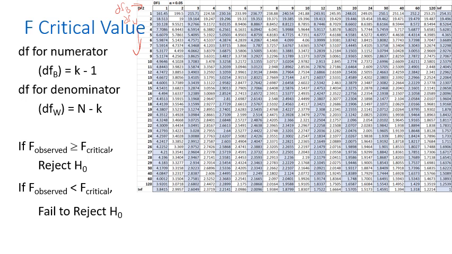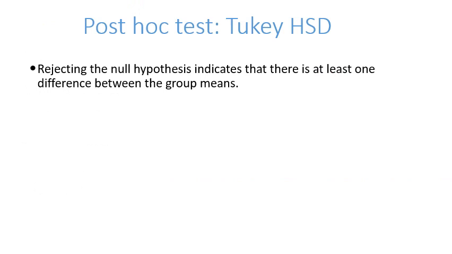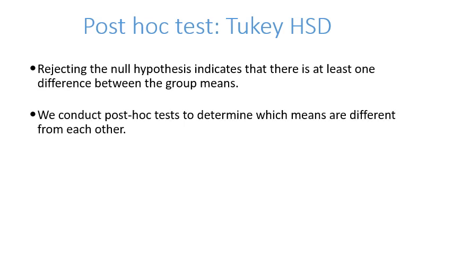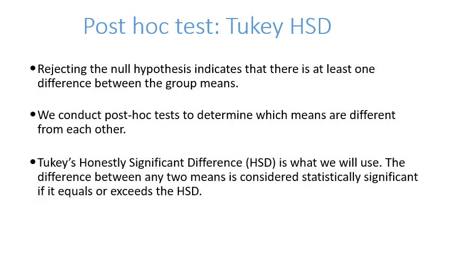So let's say you've rejected. Now, after you've rejected, you need to do a post hoc test. Post hoc tests, as I said before, are just a test now to find where the differences are present. There are many tests you can do, and here we're going to do Tukey's HSD. So rejecting the null just means there's a difference between groups. We conduct the post hoc to determine which differences are present. We're going to do Tukey's HSD, which is also called Tukey's honestly significant difference.